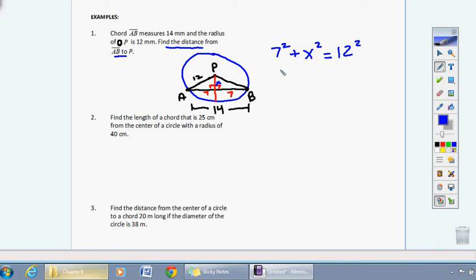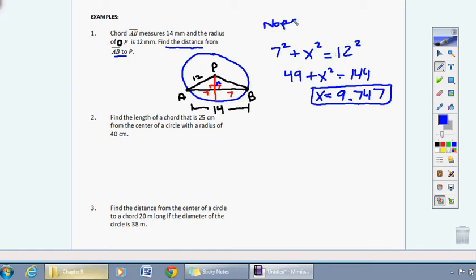So that would give me 49 plus x squared equals 144. And if we solve for x, subtract 49 and take the square root, we should get x is equal to about 9.747. Okay? Alright, questions on that one? Nope. Alright, good. Let's go on to the next one, number 2 here.